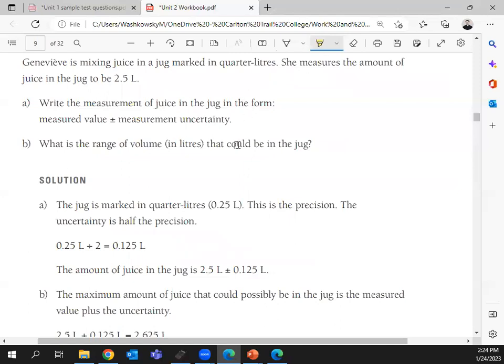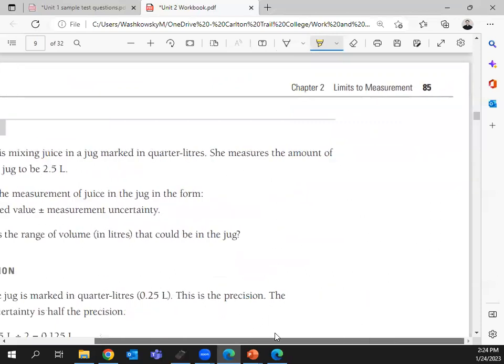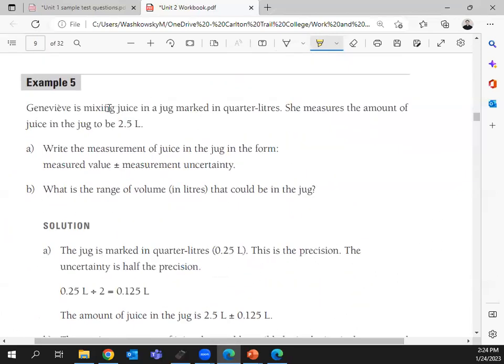Perfect. So if I'm looking at example 5 on page 85, there's an example here where they are mixing juice in a jug marked in quarter liters. So she measures it out to be about 2.5 liters. If we want to write the measurement of this jug in this form, what's my measured value? What did they measure this at? How much is in the jug? 2.5 liters. So measured value is exactly what it tells you it is. Yeah, it's 2.5 liters. And then it's plus or minus my measurement uncertainty.